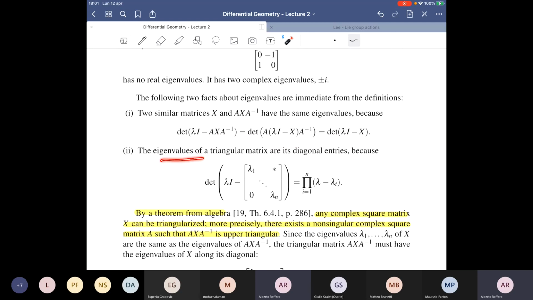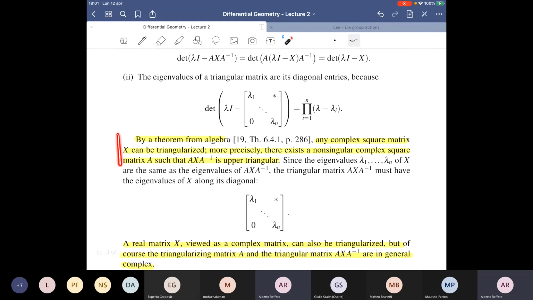And moreover, the eigenvalues of a triangular matrix, which means that you have a matrix, in this case, which is upper triangular, so you have some elements in the diagonal and 0 in the part below the diagonal, are the diagonal entries. And this is because the determinant of this matrix here is precisely this product here.